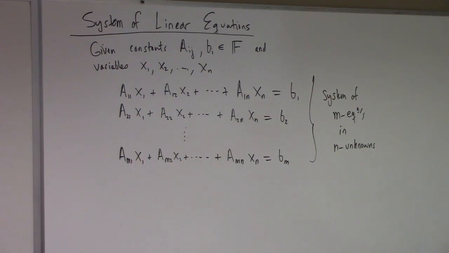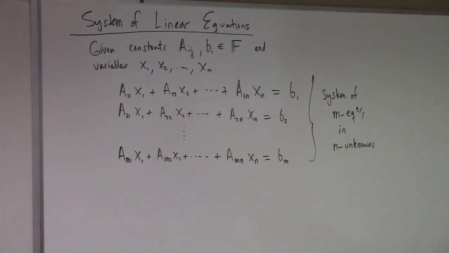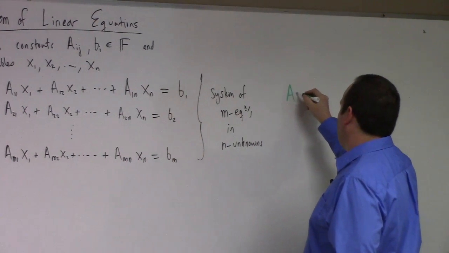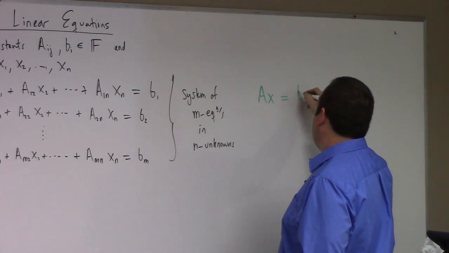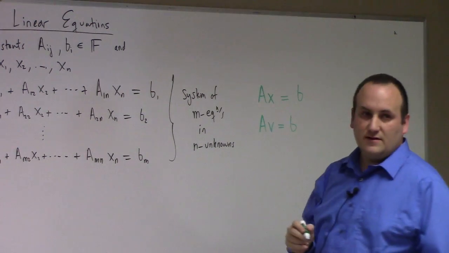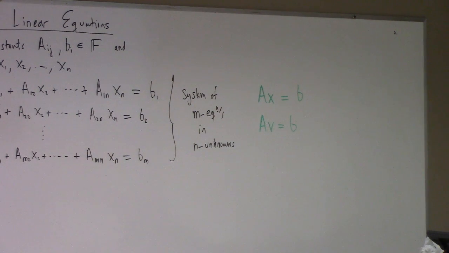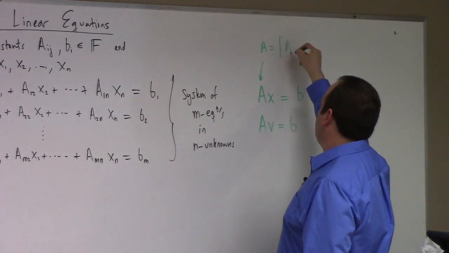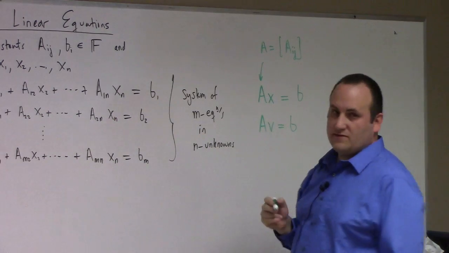Now, just a little bit more notation while we're at it. We could rewrite this system of equations in a matrix-vector format. It would just look like A times x equals b, or sometimes I might write A times v equals b. This x is not written in stone. The A would be equal to the matrix a_ij, right? It's an m by n matrix.